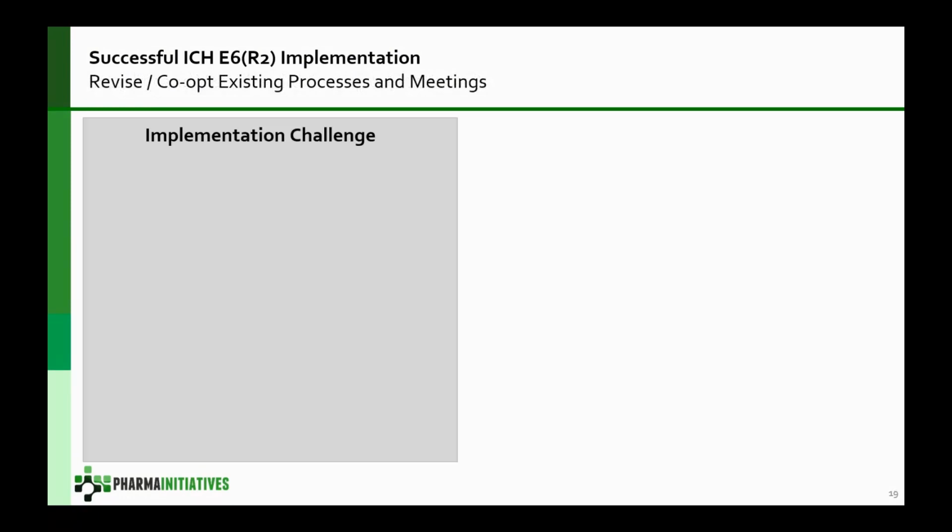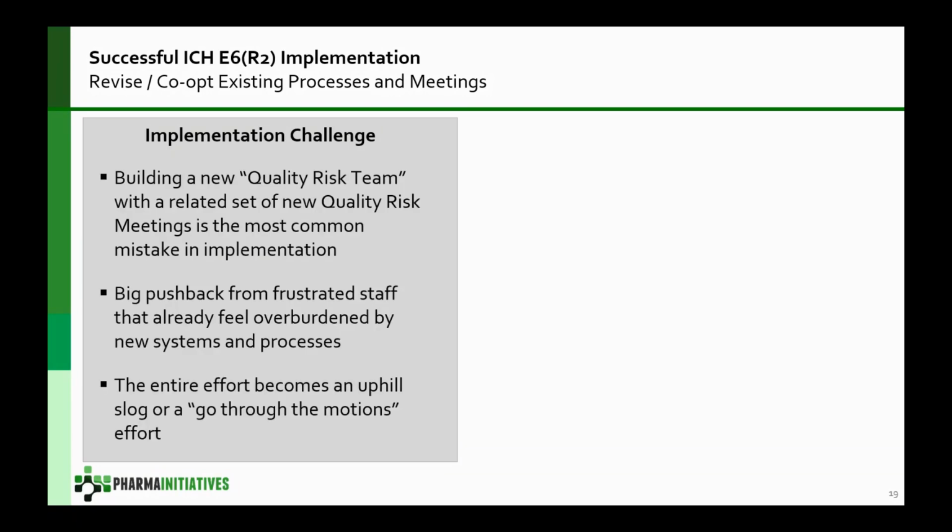Another implementation challenge you're going to need to overcome is what I will call initiative fatigue or process fatigue. Everyone is really busy. Everyone is already kind of maxed out. And if you come into E6R2 with the idea that you're going to layer a whole other infrastructure layer on top of what everybody's doing, with a new quality risk team and quality risk meetings and all that, you're going to get tremendous pushback.